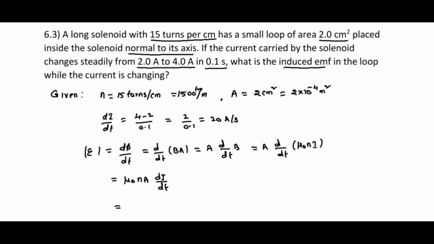By substituting the values, mu naught is 4 pi into 10 power minus 7, n value in terms of SI is 1500, and di by dt is nothing but 20. If we simplify, its value is 7.5 into 10 power minus 6 volt. This is the induced EMF.